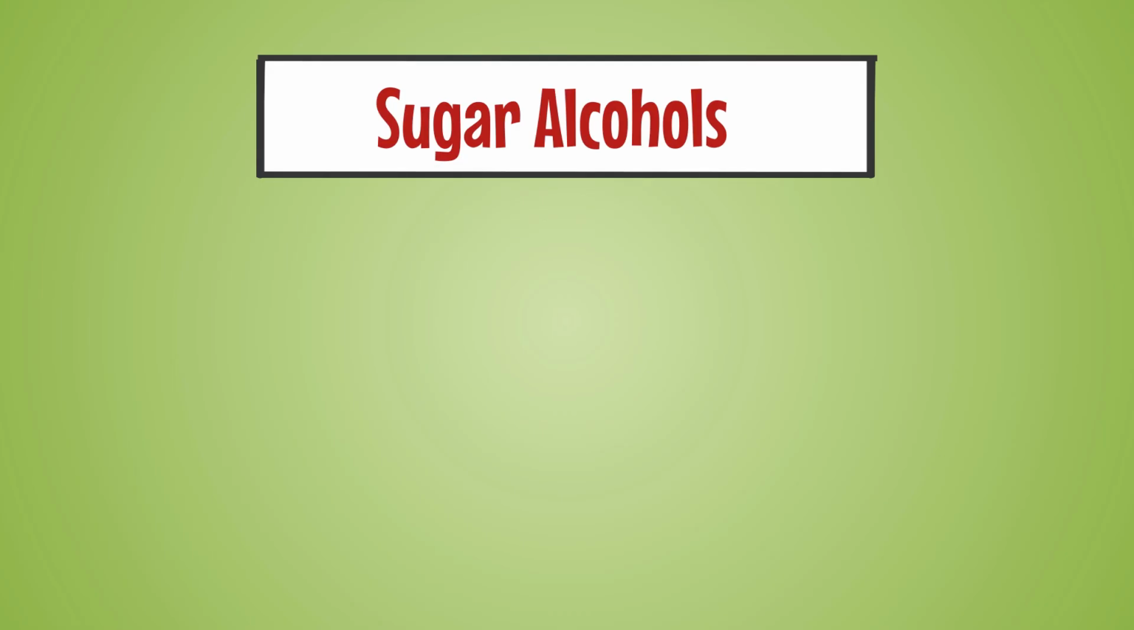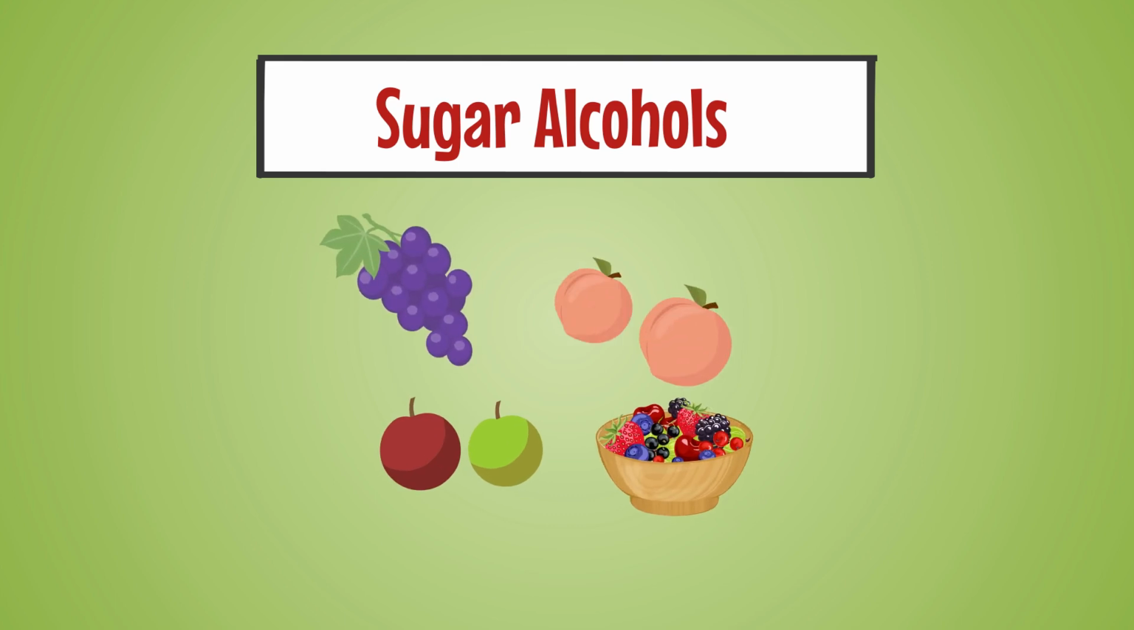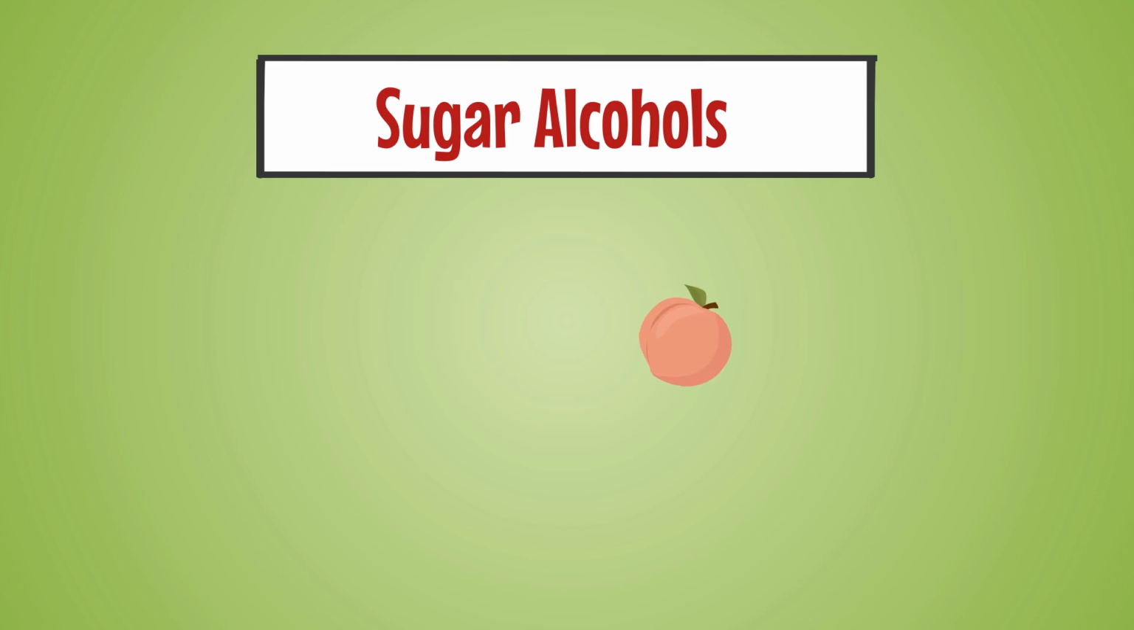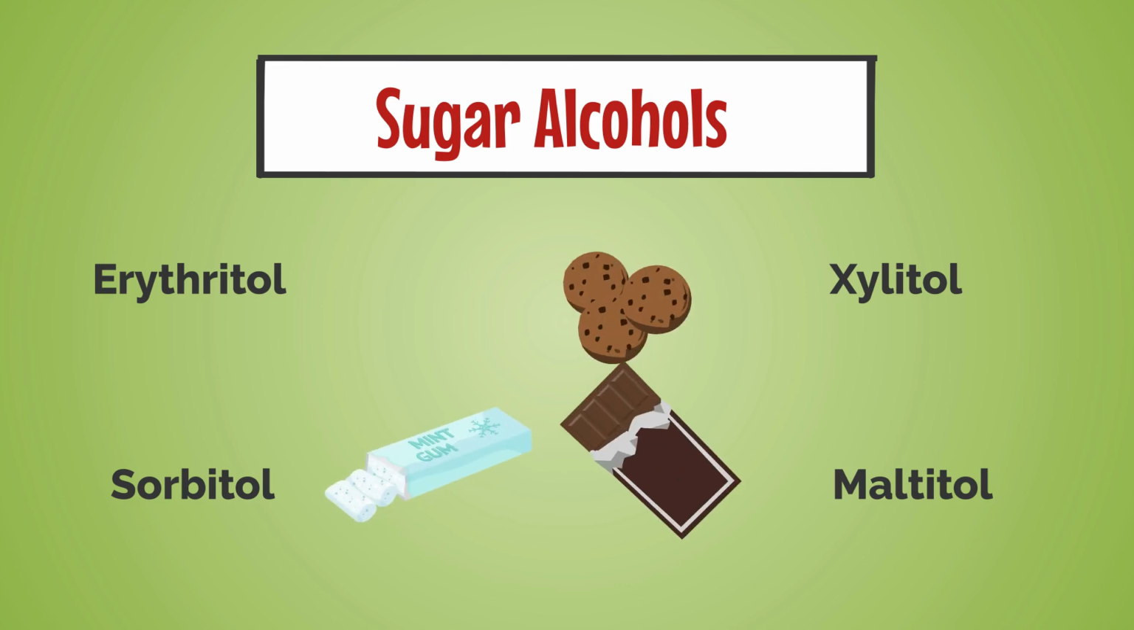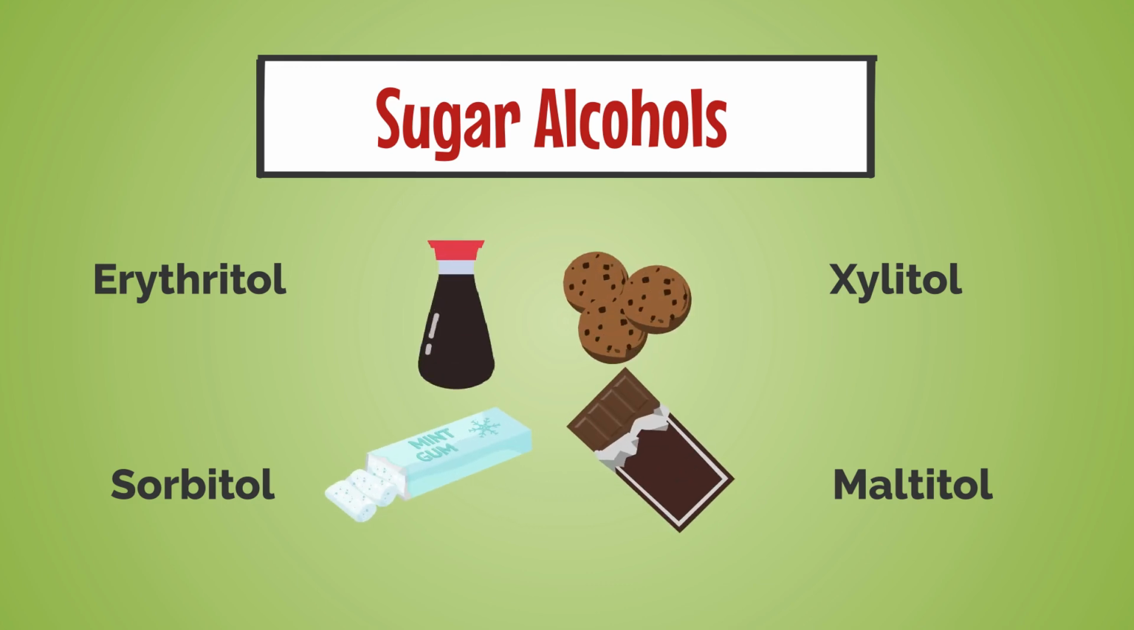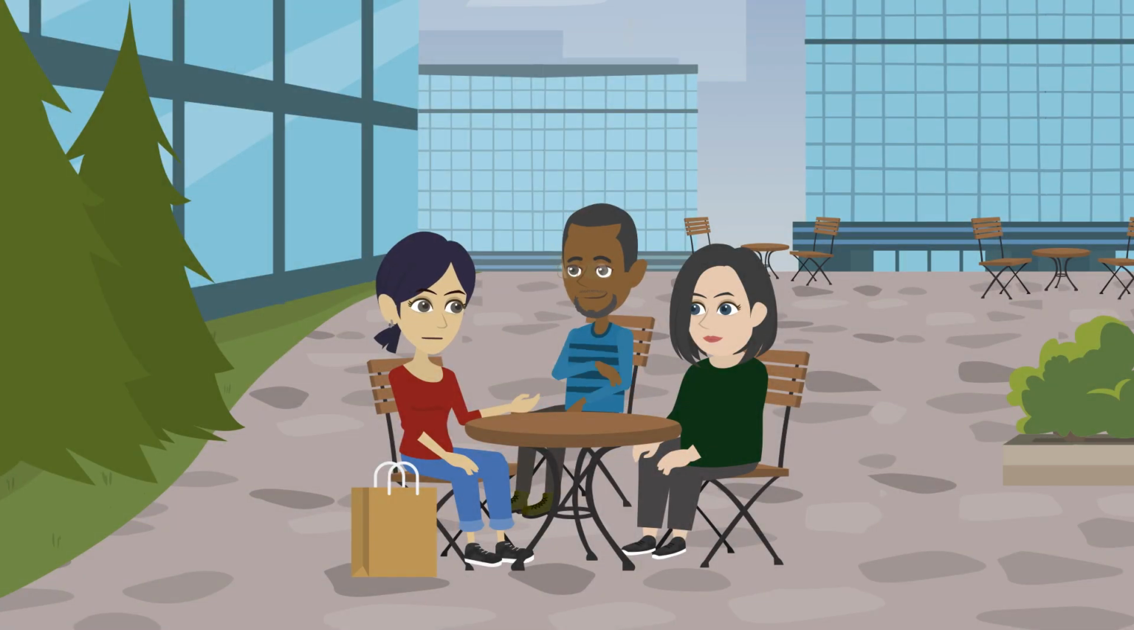Sugar alcohols are found naturally in fruits like apples, berries, grapes, and peaches. They can also be made synthetically. They add taste and texture, so they are used in sugar-free baked goods, sugar-free candy and chocolate, and also products like soy sauce.